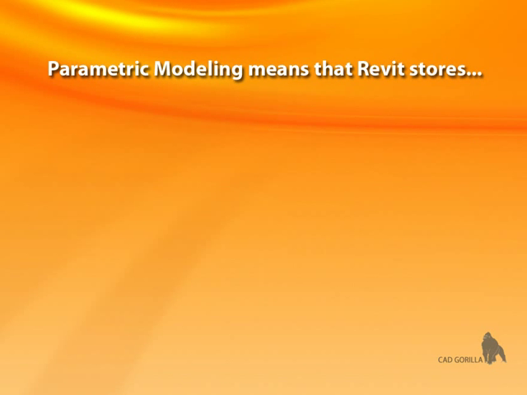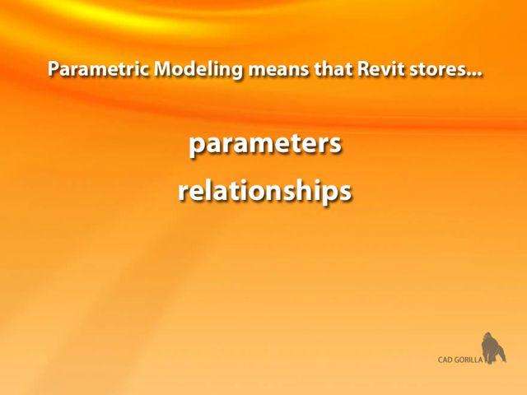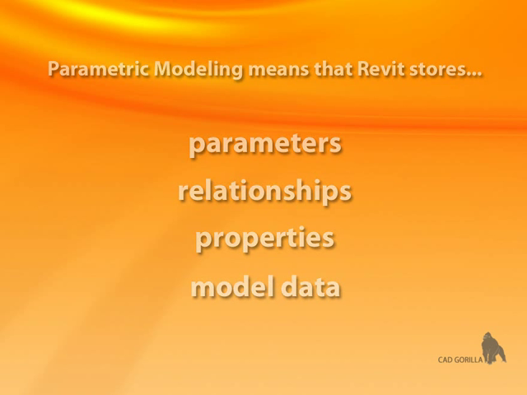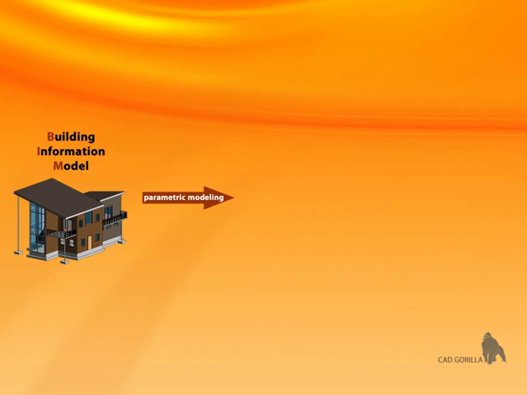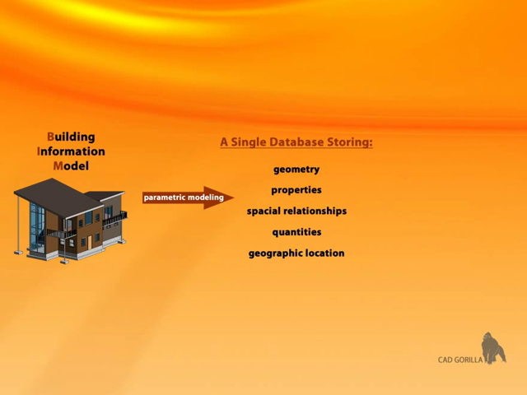Now, I mentioned that Revit is a parametric modeler. Parametric modeling simply means that the software stores parameters, relationships, and properties along with the model data. You can use Revit to create a building information model, which contains all of the geometry, geographic information, spatial relationships, quantities, and properties for all of the different components or elements in the building design. The model maintains a single database containing all of the information about the building design.